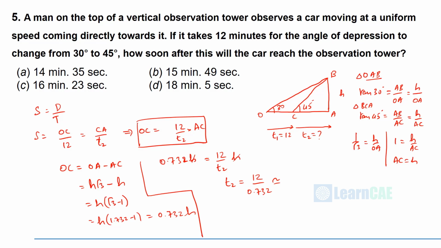Similar to the previous problem, we can assume this as 12 by 0.75, which will be equal to 12 by 3 into 4. We can divide this. This will be equal to 4. This is approximately equal to 16, but it will be more than 16 because we have to divide by 0.73, but we have divided by 0.75. So it should be more than 16. So the answer should be C, 16 minutes 23 seconds. Let us check it. Yeah, that is the answer.